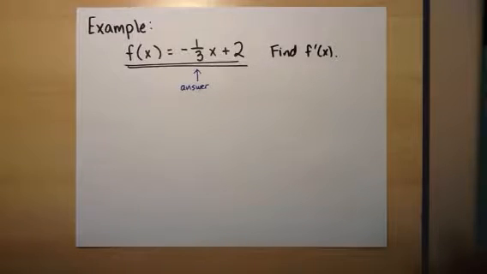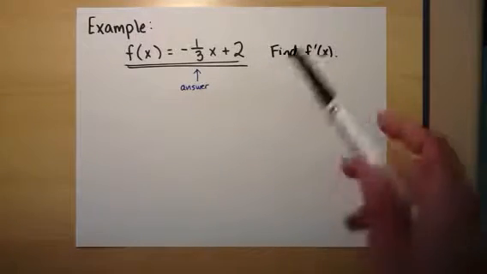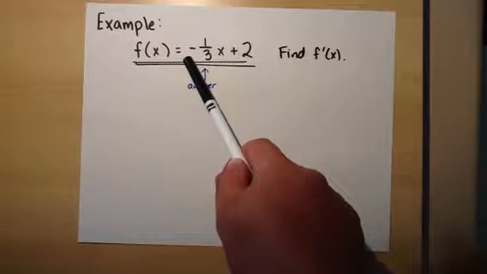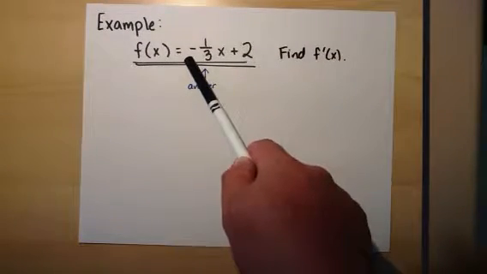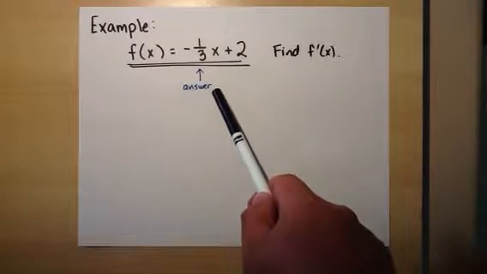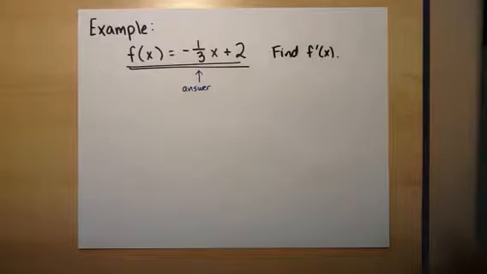Hi, today we're going to find the derivative f prime of x of the following function: f of x equals negative 1/3 x plus 2. Now as we get started, let's just realize that we already know the answer. The answer is negative 1/3. Remember, a linear function has a constant slope, a constant derivative.